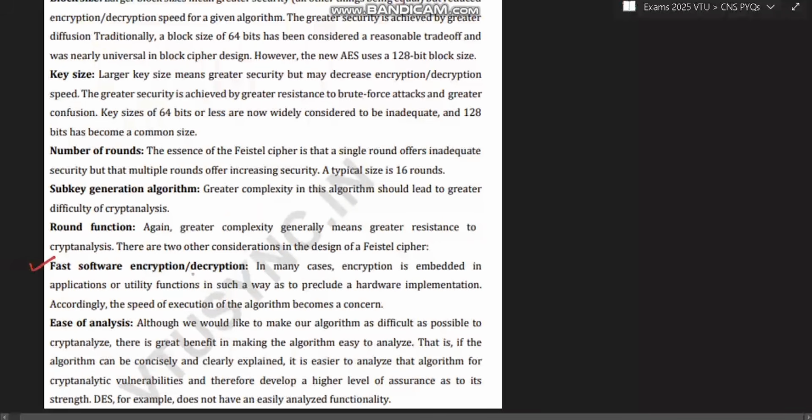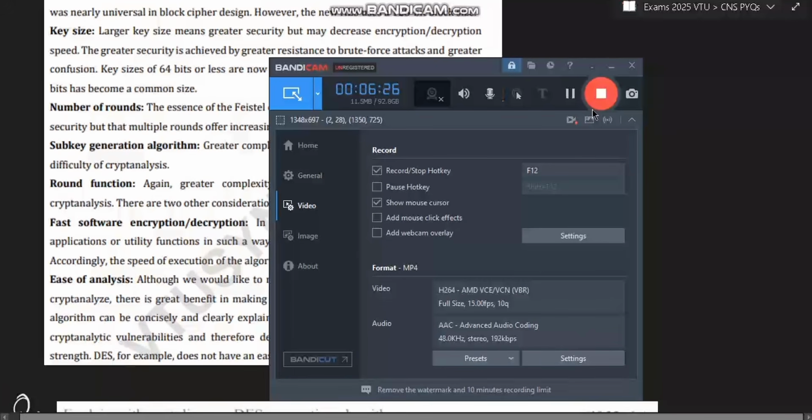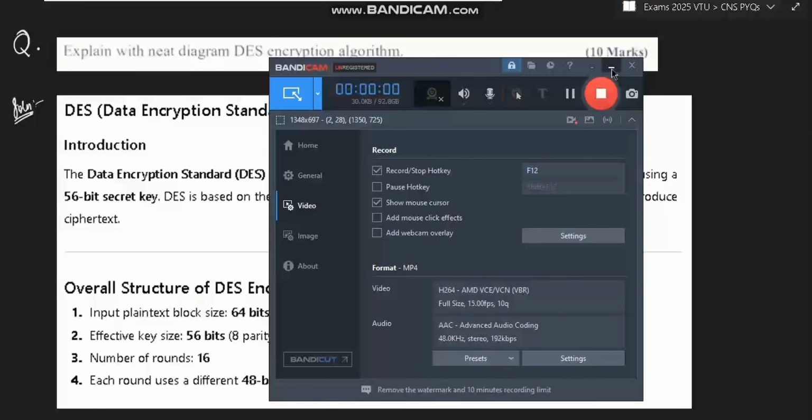Fast software encryption and decryption: the whole process should take less time, otherwise it becomes very hard for practical users. If it takes more time, we cannot scale it; for large inputs it would take a lot of time. We want faster software encryption and decryption. Ease of analysis: the analysis should be easy, but not so easy that hackers can also analyze and hack it. So this is all you have to write about the Feistel structure, encryption and decryption, and you also have to make the diagram.